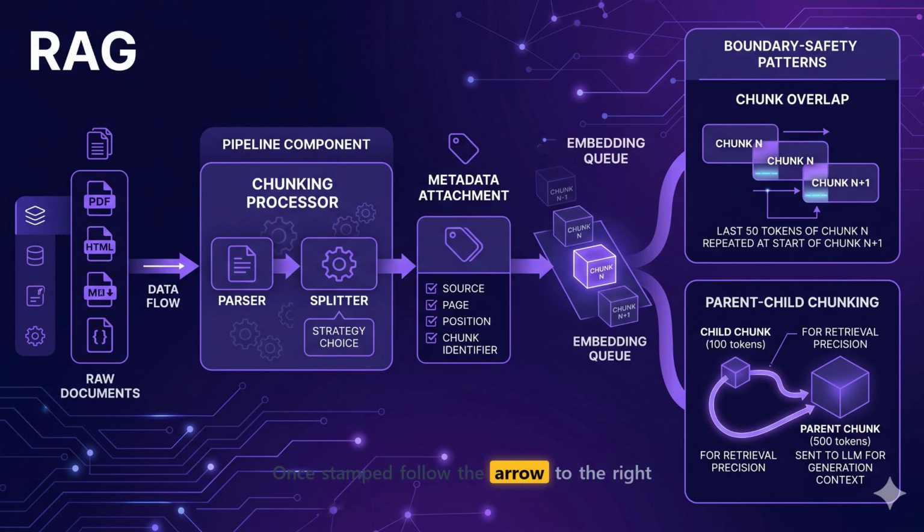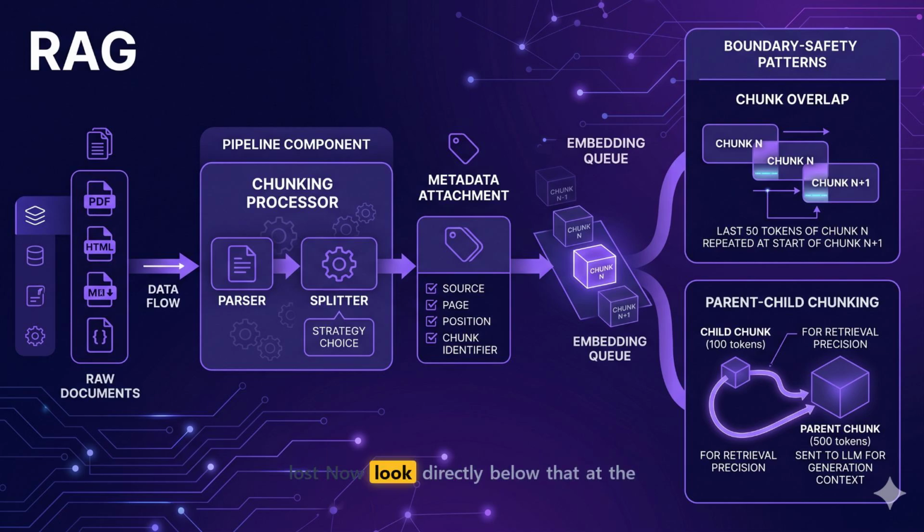Once stamped, follow the arrow to the right into the embedding queue, where those blocks from chunk n-1 to chunk n+1 line up to be transformed into vectors. But to prevent the exact boundary errors we discussed earlier, we deployed two crucial boundary safety patterns, which you can see isolated on the far right. Look at the top pattern on the right, chunk overlap. You can see chunk n and chunk n+1 stacked, showing how the last 50 tokens of chunk n are intentionally repeated at the start of chunk n+1. This ensures that any critical fact sitting right on a boundary line isn't split and lost.